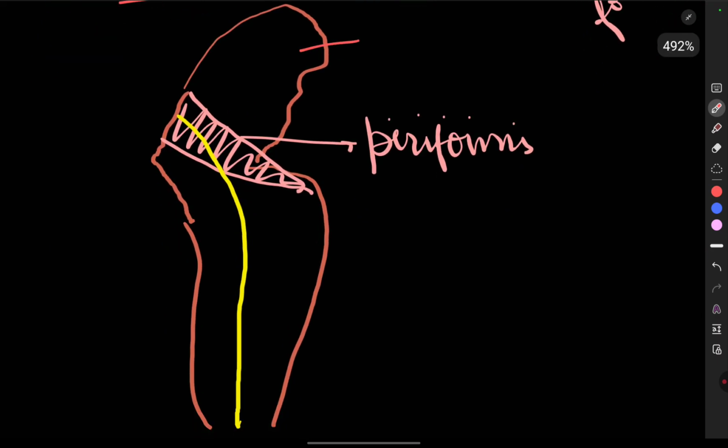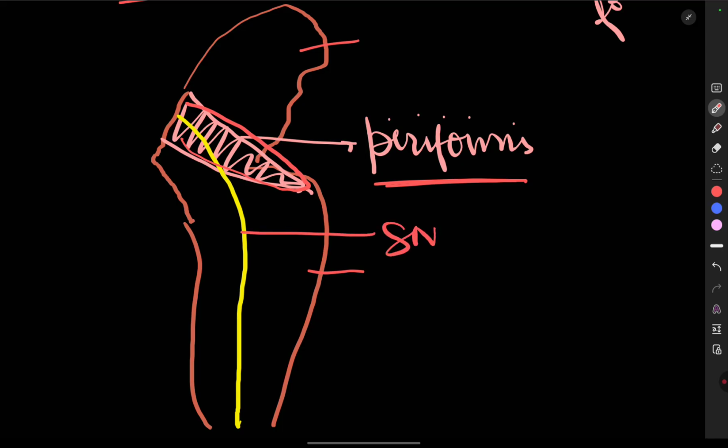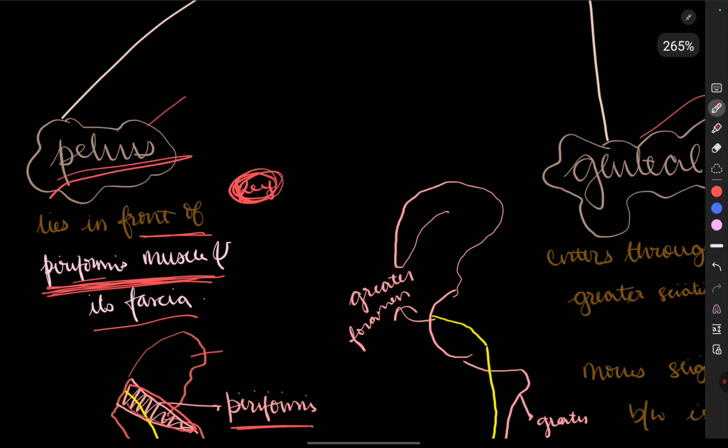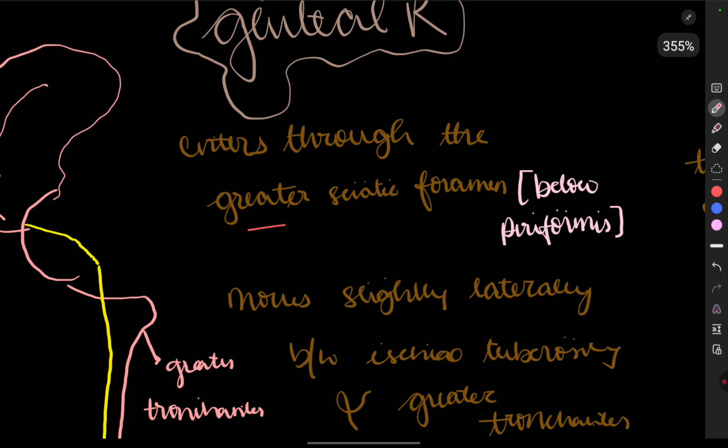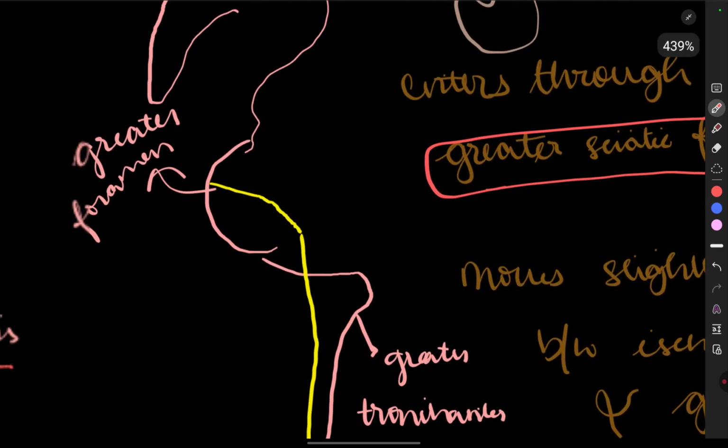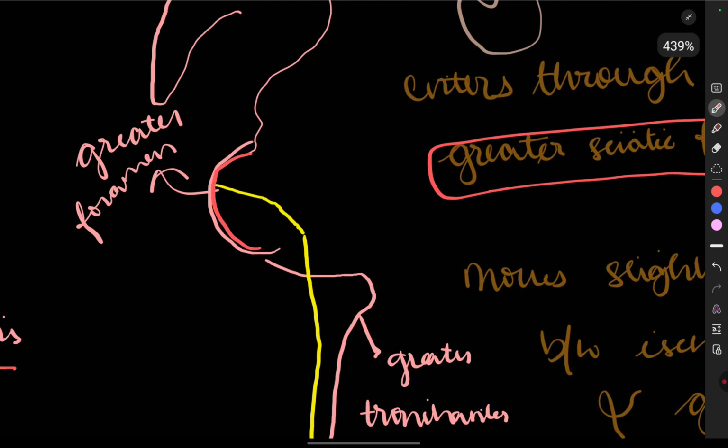Suppose this is the hip bone, and this is the femur. Whatever you see here is the piriformis muscle, and this yellow one is the sciatic nerve, descending downward in front of the piriformis muscle. This is in the pelvis, and now in the gluteal region it enters through the greater sciatic foramen. We have studied this in the introductory chapter, the surface landmarks. This is the greater sciatic foramen; we also have the lesser sciatic foramen.